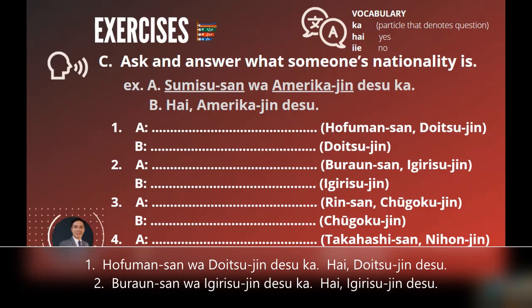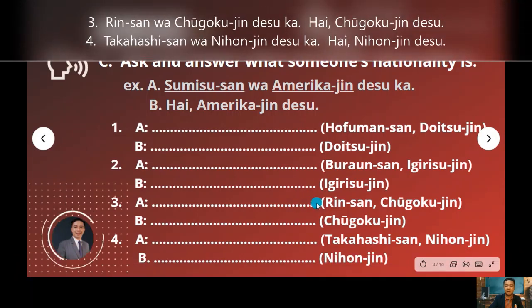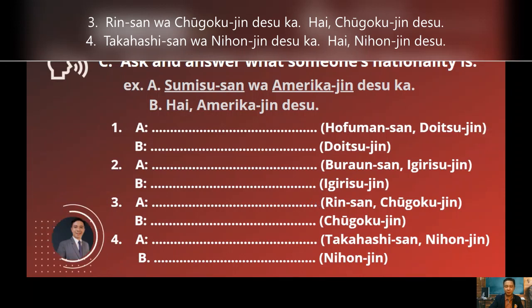Okay, we'll check your answers. Hoffman-san wa Doitsu jin desu ka? Hai, Doitsu jin. Number 2. Brown-san wa Igirisu jin desu ka? Hai, Igirisu jin. Number 3. Rin-san wa Chugoku jin desu ka? Hai, Chugoku jin desu. Number 4. Takahashi-san wa Nihonjin desu ka? Hai, Nihonjin desu.